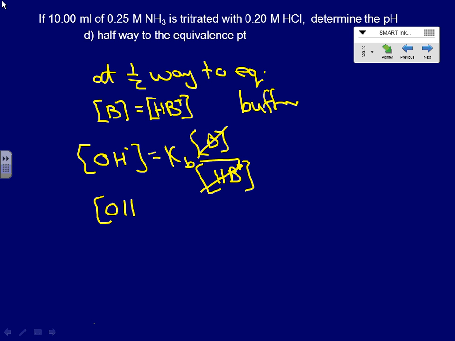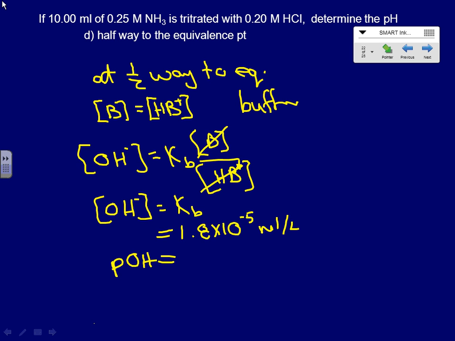So, again, a very useful point. Halfway to the equivalence point, the OH minus is equal to the Kb. We're talking about the Kb of our NH3. And the Kb, remember, is 1.8 times 10 to the minus 5 moles per liter. That's how much OH there is. That means we can directly get the pOH, 4.74, and the pH, which is 9.26.